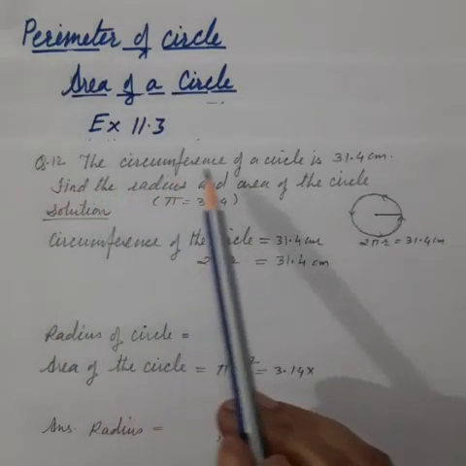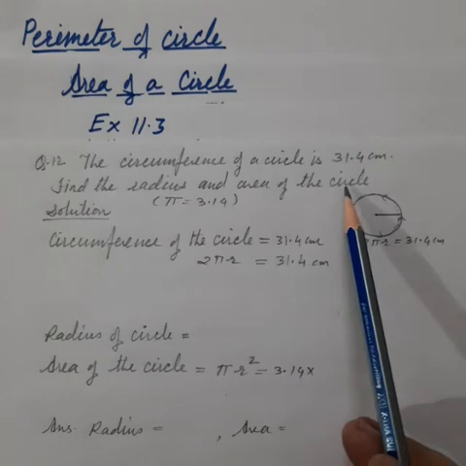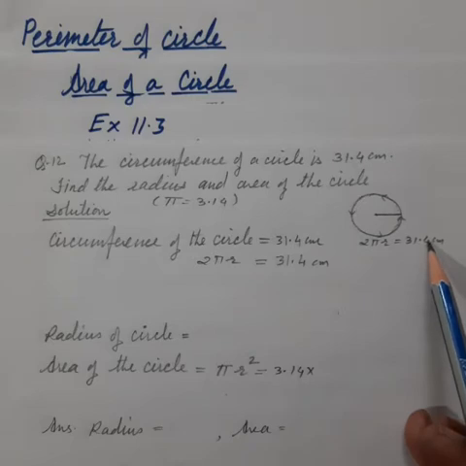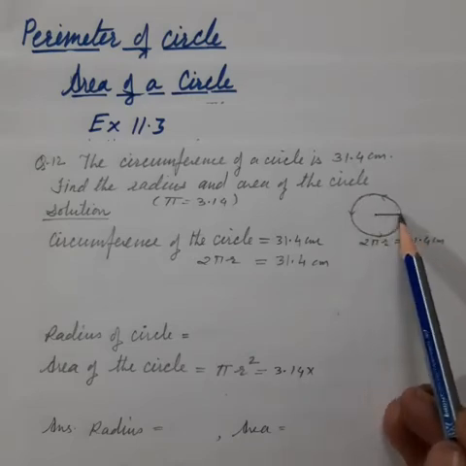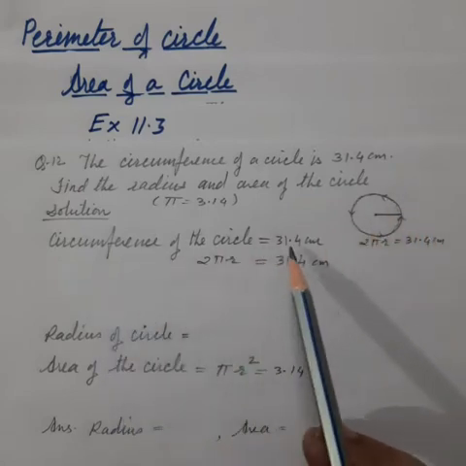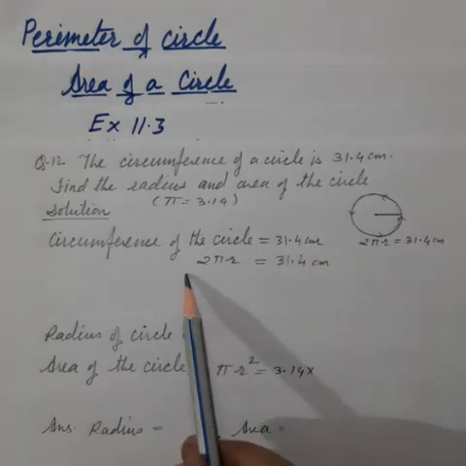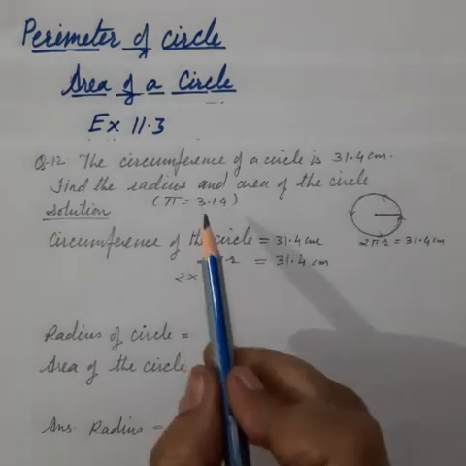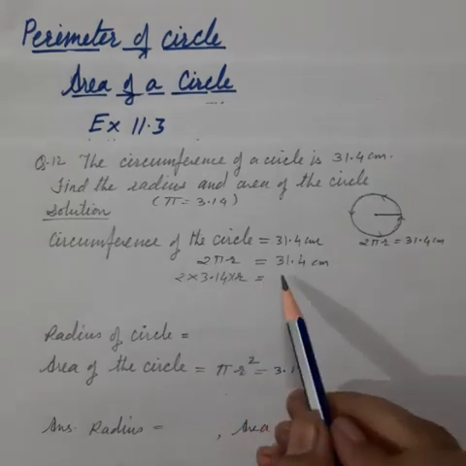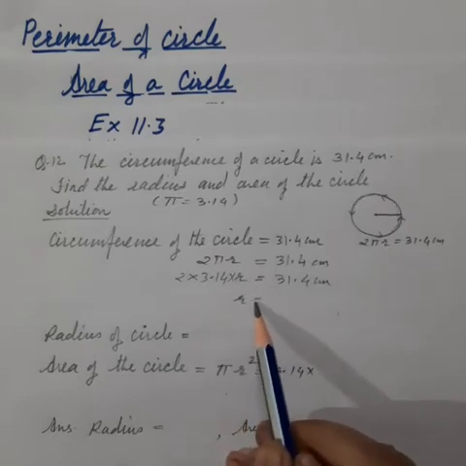Question 12. The circumference of a circle is 31.4 centimeter. Find the radius and the area of the circle. Here the circumference of a circle is given 31.4 centimeter. First find out the radius, and once we get the radius we can find out the area. Circumference of the circle is given 31.4 centimeter. Circumference is 2 pi r. Put the values. 2 into pi, we have to take 3.14, into r. Radius we have to find out, and it is given 31.4 centimeter. We have to find out the value of r.